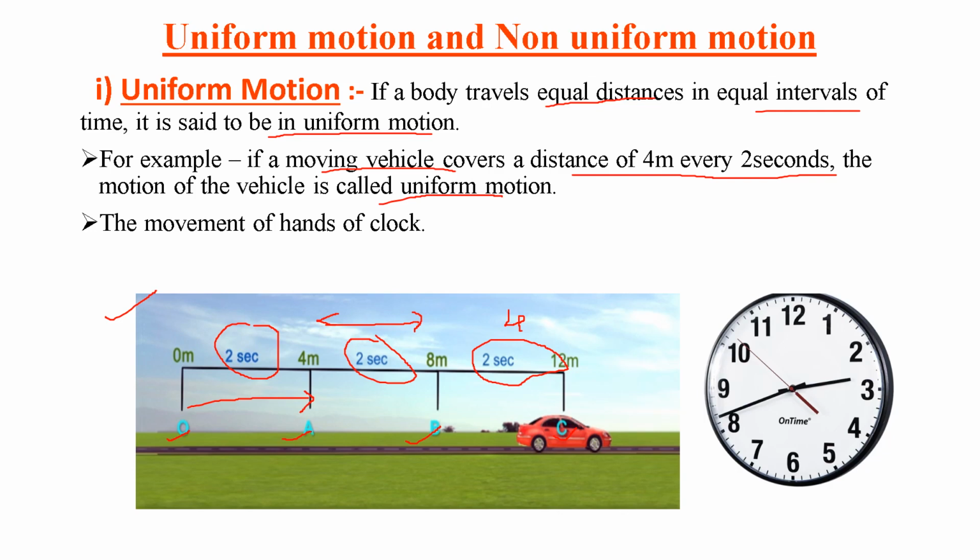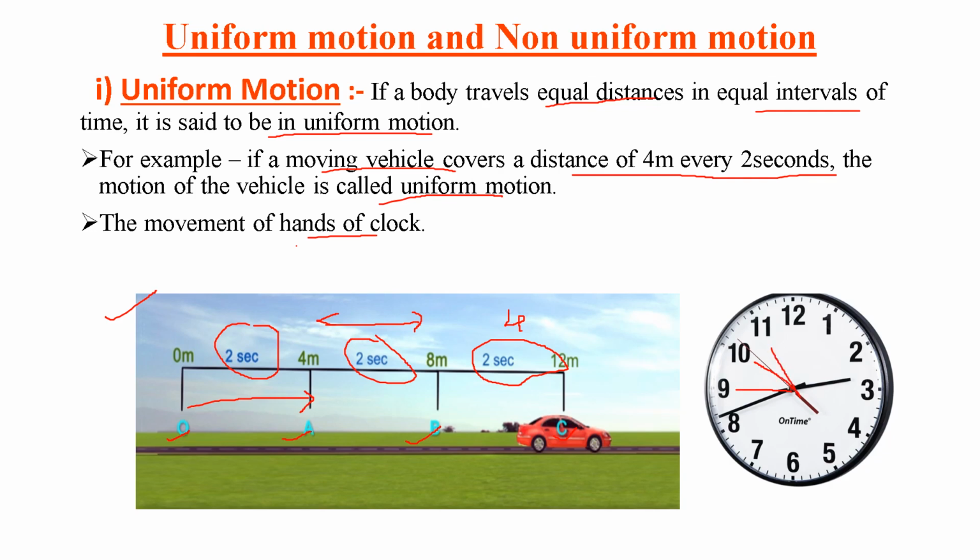Another example is of movement of hands of clock. We can choose any one hand. Suppose let us choose this minute hand. Now we know that in every 5 minutes, if suppose a minute hand is at 9, then in the next 5 minutes it will reach 10. In next 5 minutes it will reach 11.